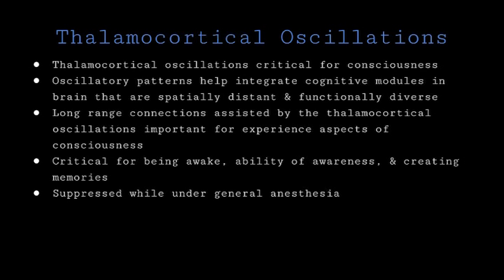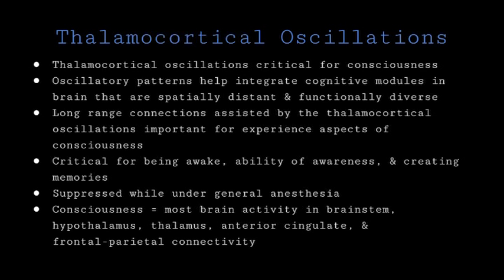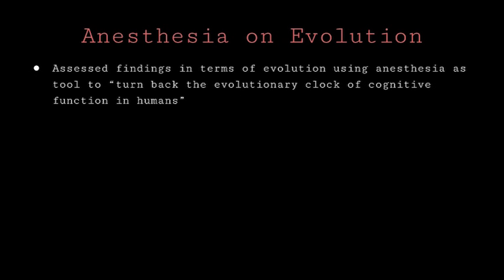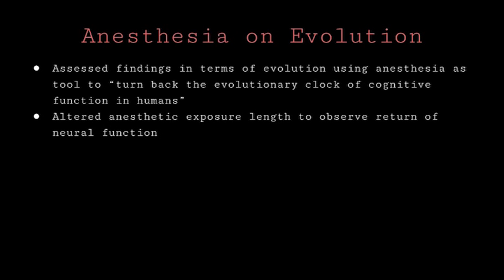Researchers note that when consciousness emerges, most brain activity is in the brainstem, hypothalamus, thalamus, and anterior cingulate, particularly frontal parietal connectivity. In the same study, researchers assessed their findings in humans in terms of evolution. They used anesthesia as a tool to turn back the evolutionary clock of cognitive function in humans. They used the tactic of altering anesthetic exposure length to alter depth of unconsciousness in order to observe the return of neural function to model phylogeny.